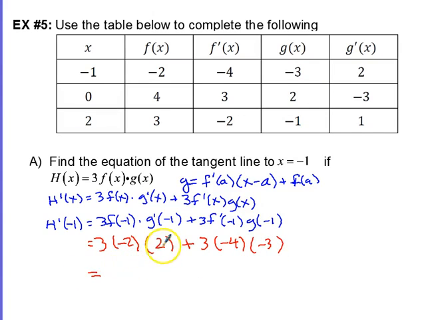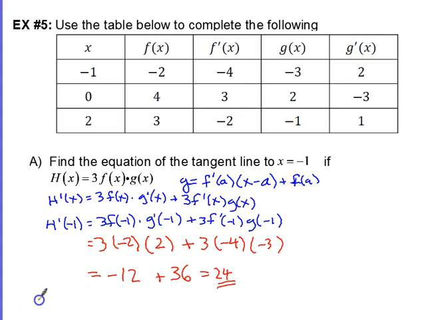All right, so 2 times -2 is -4. -4 times 3 is -12, plus 3 times 3 is 9. 4 times 9 is 36. Negative times negative is a positive, so plus 36. And this leaves us with a positive 24. That is my slope. That's f prime of a.